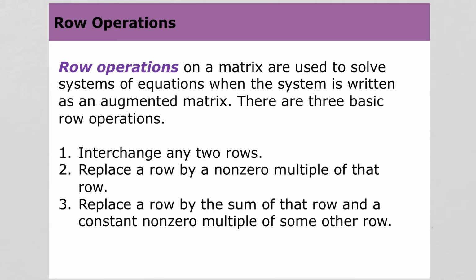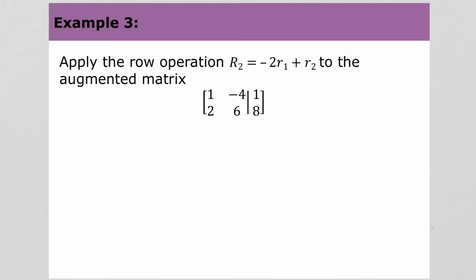Row operations. So there are 3 row operations you can do. You can interchange any 2 rows. You can replace a row by a non-zero multiple of that row. Basically, you can multiply the row by any number besides 0. Or you could replace a row by the sum of that row and a constant non-zero multiple of some other row. So, in other words, you can multiply, say, row 2 and add it to row 1 to get what you want. And there's a reason we do that, and you'll see why as we go forward in our examples here.